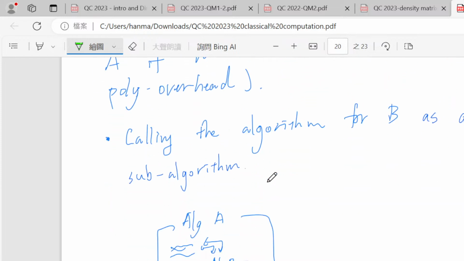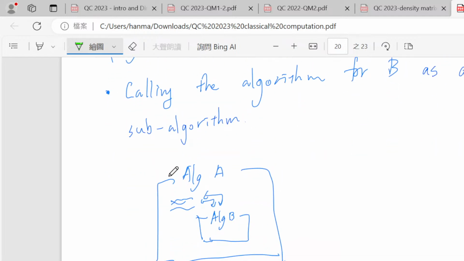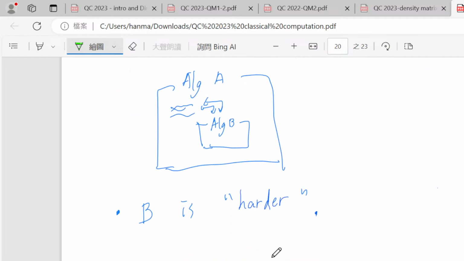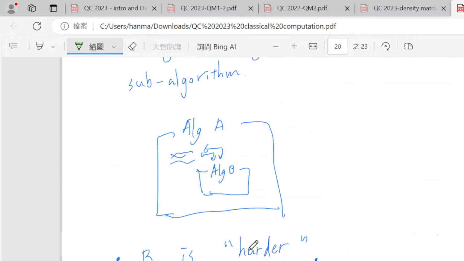Okay. The idea is that you can construct an algorithm for A by having B as a sub-algorithm. So this is kind of divide and conquer. You separate out some special part of your problem, and you solve it with another algorithm, and then your total algorithm will keep calling this algorithm B.